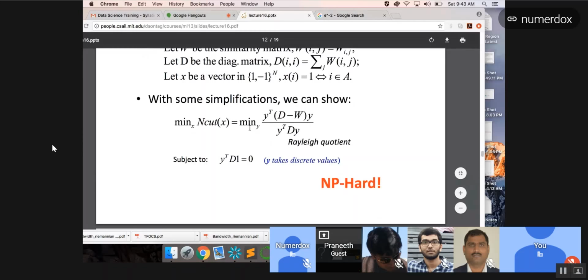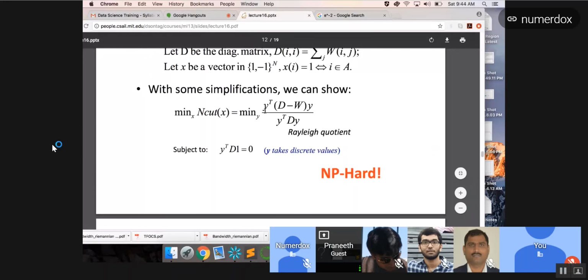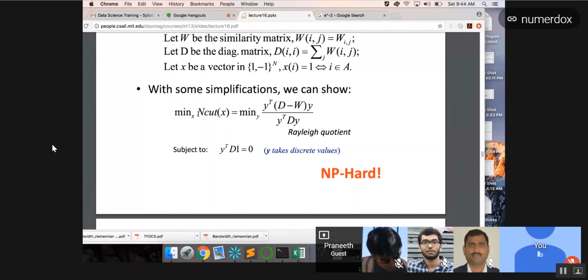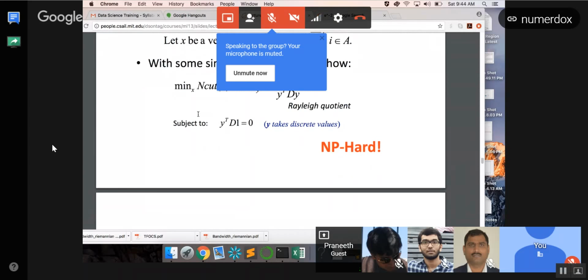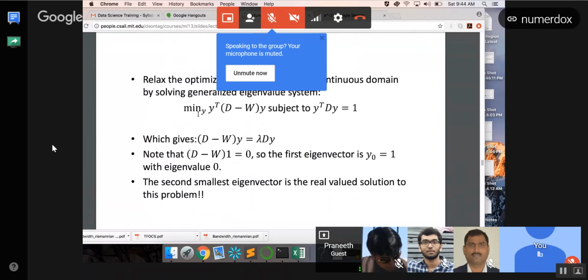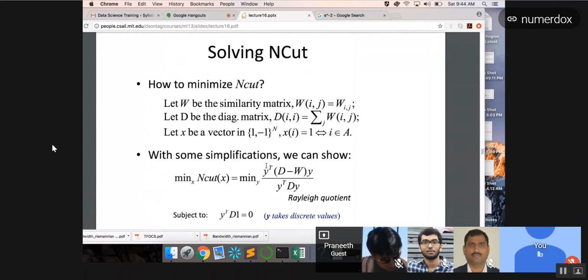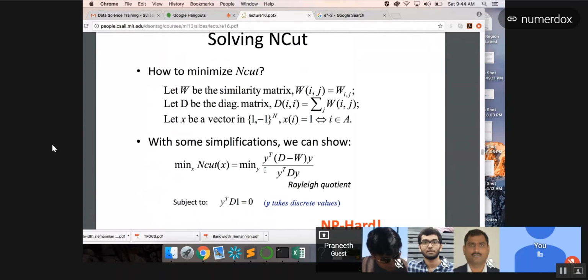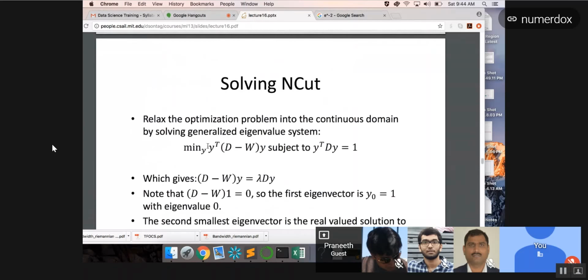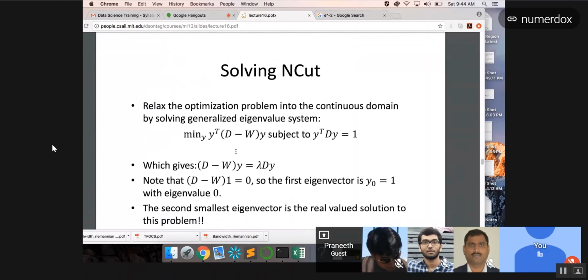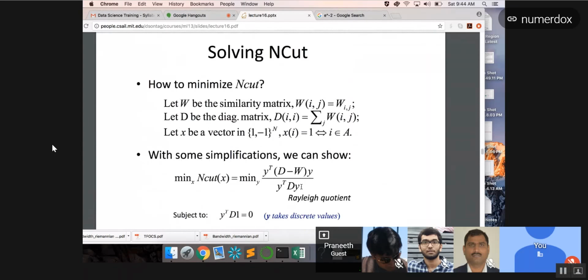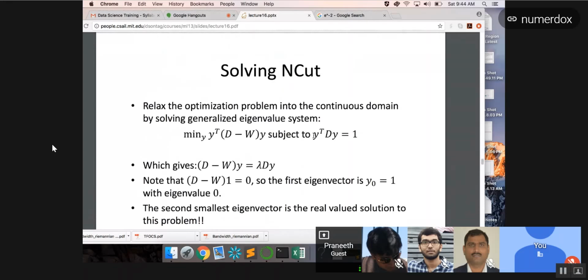With all these matrices, degrees and everything. So the thing is, optimizing this is an NP-hard problem because finding that subset of A and B is very hard, since many permutations of A and B are possible, right? So a slight relaxation is done. Here, instead of minimizing this, he's minimizing just the numerator and saying the denominator is equal to 1. So that's a constraint.